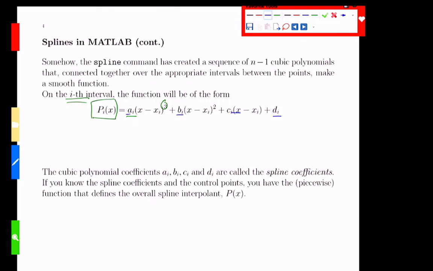I will also bring to your attention that there's this minus xi. Does anyone remember what happens when you put a minus x or minus 5 or something inside the brackets for a function? What does it do to the graph? Shifts it right. Okay. Shifts it in general. This is going to shift things to the start of the interval.